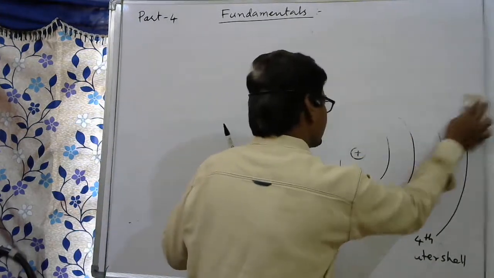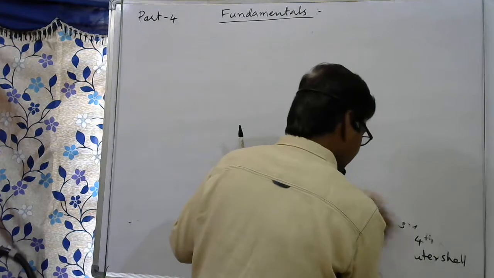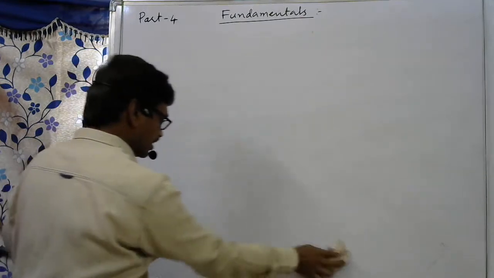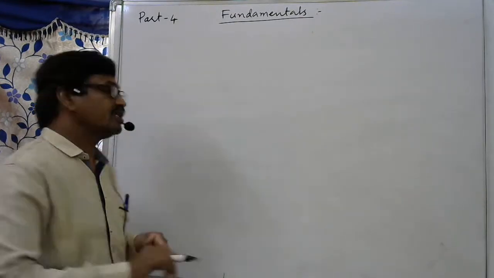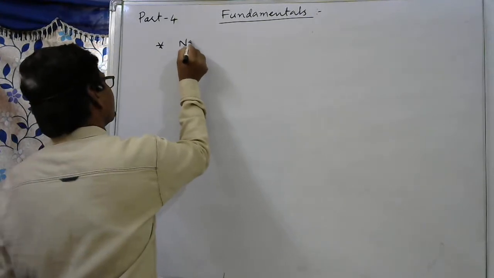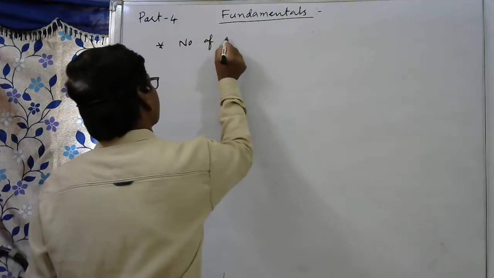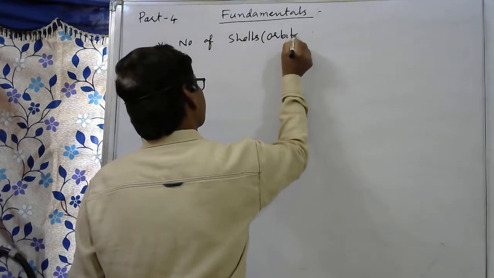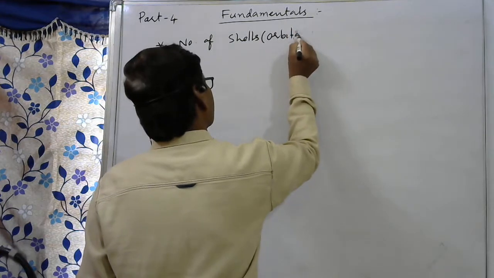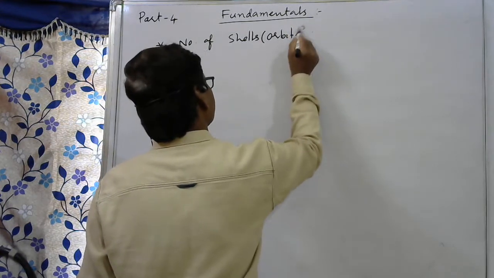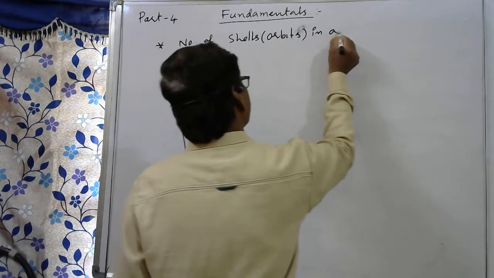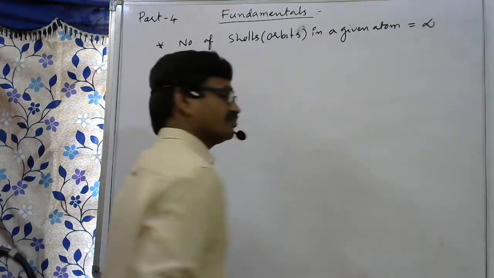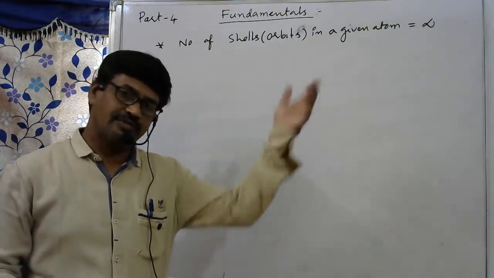How many shells and how many orbitals does an atom contain? It depends on the particular atom, based on its electron configuration. Otherwise, simply we can say, the number of shells, otherwise orbits, in a given atom is generally infinity. How many shells are there? 1, 2, 3, 4, up to infinite level we can say.